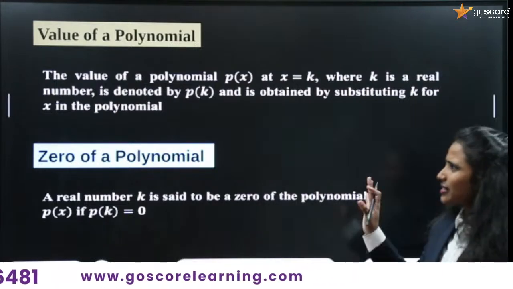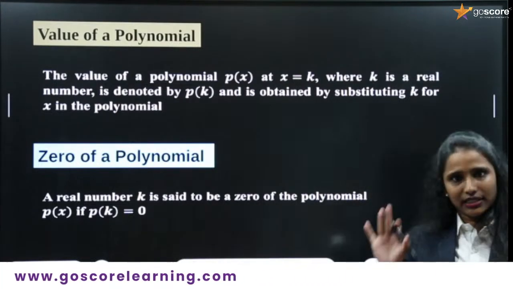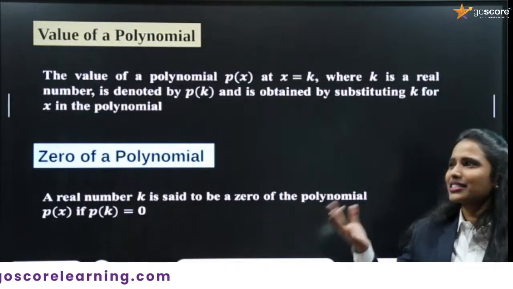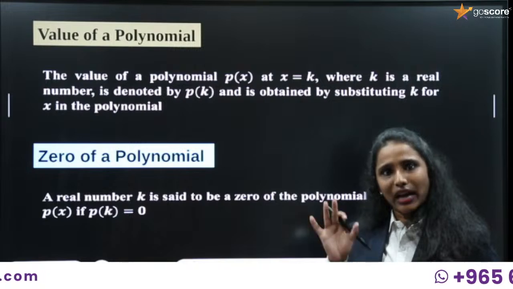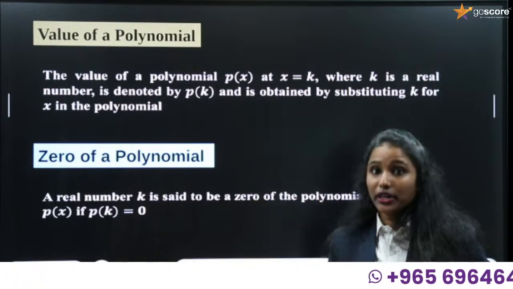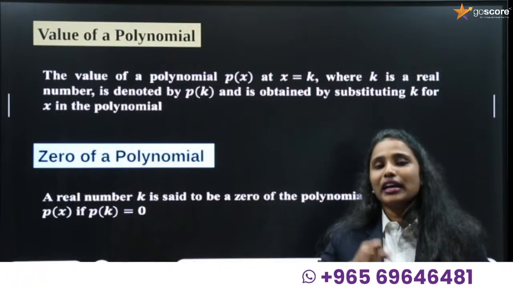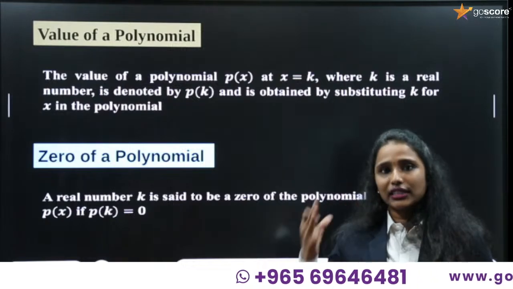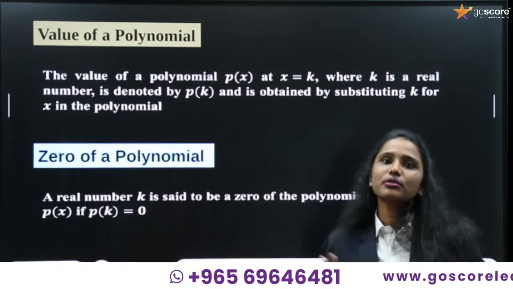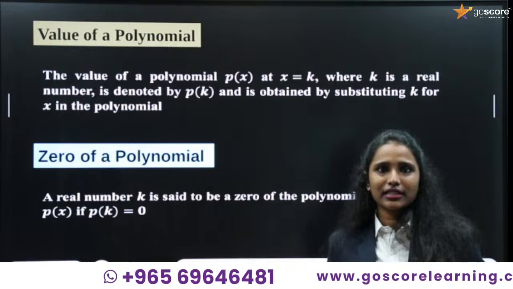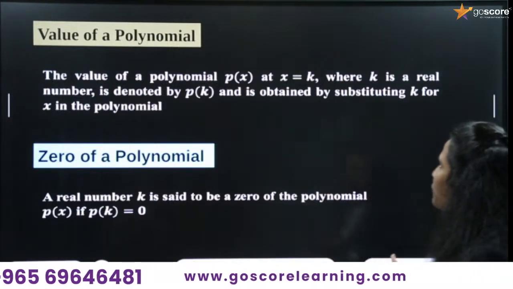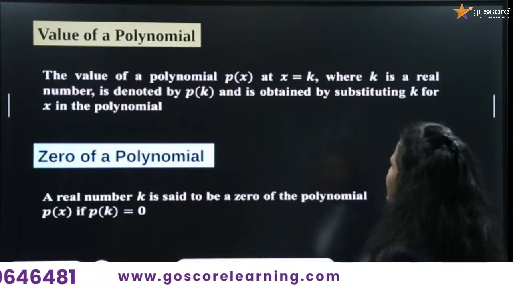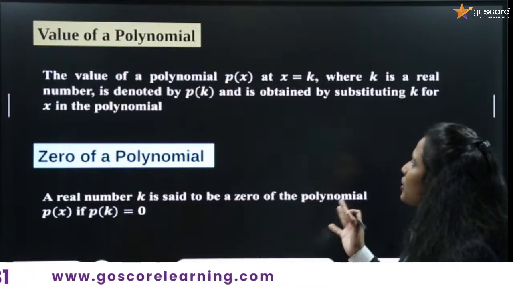Okay. Now the next thing is value of the polynomial. These concepts are there in our 9th grade text, I know. Why is this teacher again and again explaining these things? Don't worry, you have to use this. It's the first board exam you are attending. So anything you have learned from the previous years, you have to use it. Clear? So the value of the polynomial p of x at x equal to k, where k is a real number, is denoted by p of k.